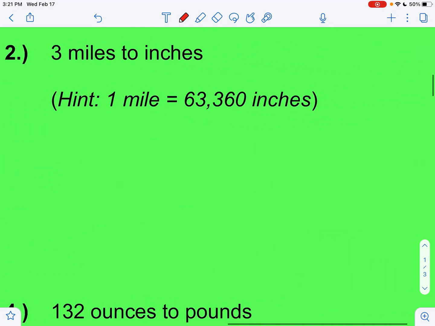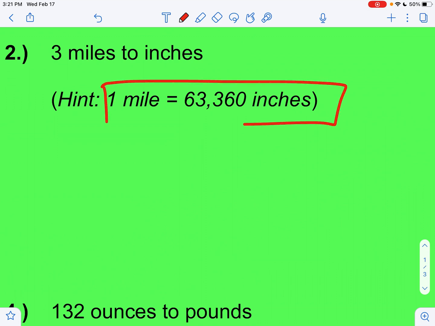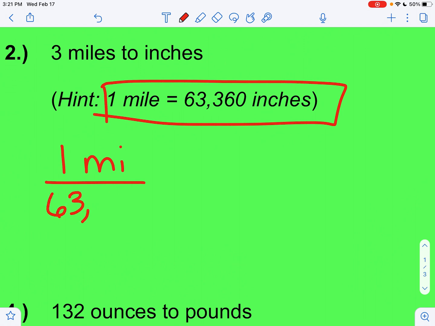Okay, let's practice another one. This time we're going from miles to inches. They tell us our conversion factor is 1 mile for every 63,360 inches. Let's write that out as a ratio: 1 mile for every 63,360 inches. Super long.